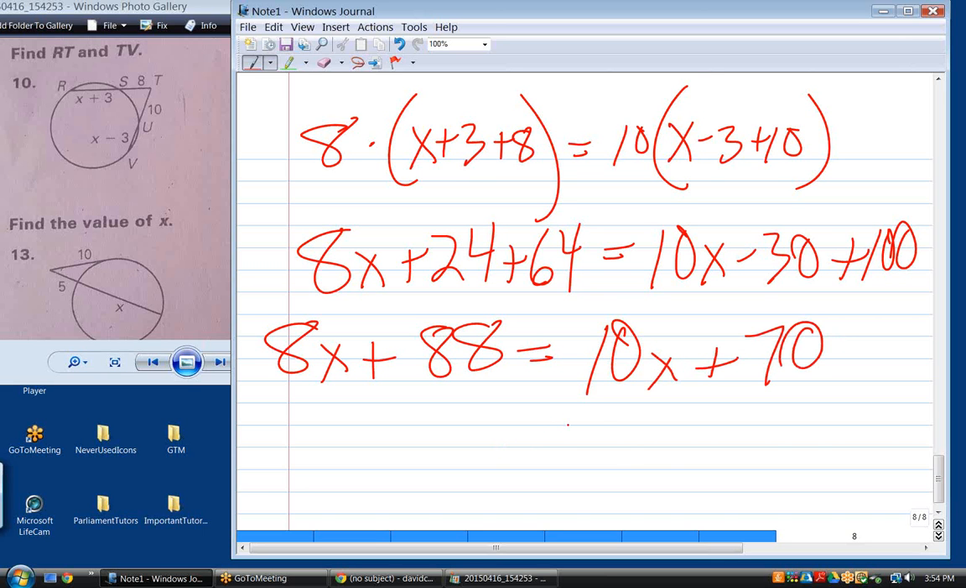You subtract 8x from each side, and it's 88 equals 2x plus 70. Okay. And then you subtract 70 from each side. Okay. And then you get 18 equals 2x, and then you divide them both by 2 and get 9. Good.